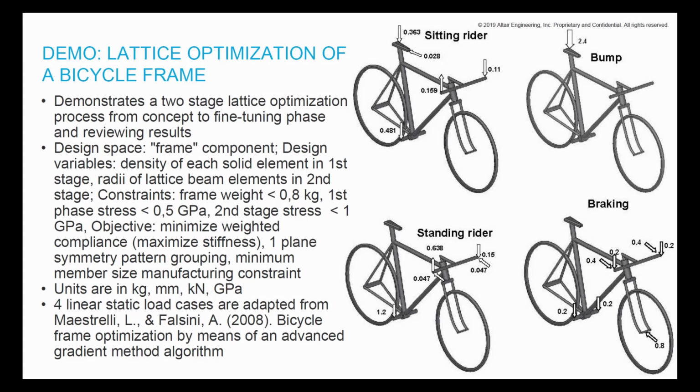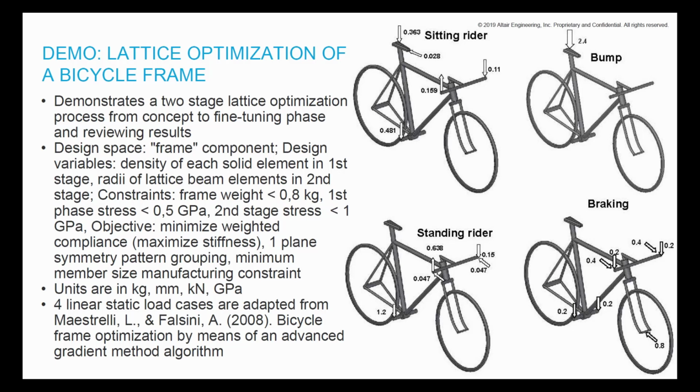This live demonstration will show a two-stage lattice optimization process from concept to fine-tuning phase and reviewing the results. The design space is a frame component mesh with hexahedral elements. The design variables in the first stage are densities of each solid element, and in the second stage radii of lattice beam elements. The weight of the frame is constrained to be below 0.8 kilograms.